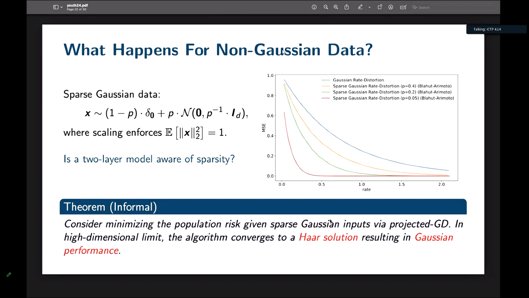Well, now the question is, let's take this input data model and use our autoencoder to train on it. Will the autoencoder see any structure in this source? The answer is, unfortunately, but fortunately for us, that's why it's interesting, it doesn't see any sparsity. If you train an autoencoder, you will obtain just Gaussian performance. You have no improvement.